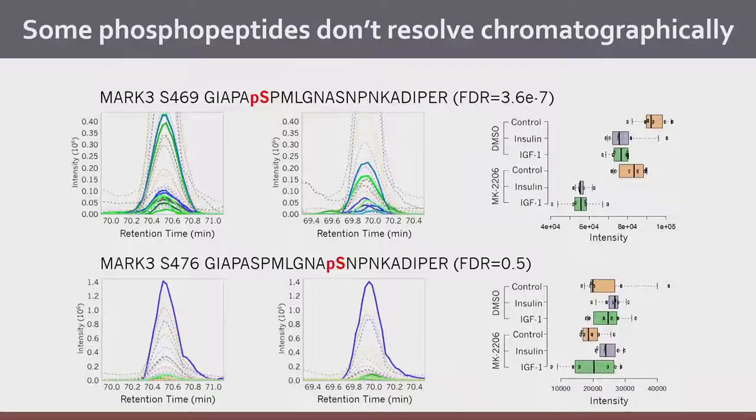Here's another case where they're not resolved chromatographically at all. Here's this one phosphorylated site, and there's actually a difference in intensity with the AKT inhibitor and without. We see a decrease in this site. This other site, we see no difference in intensity. These are not chromatographically resolved at all. They're at the exact same retention time, and the only way you'd be able to analyze this data is using positional sequence-specific fragment ions.